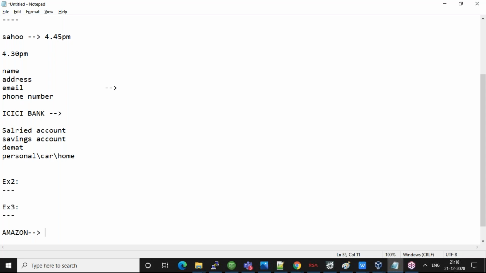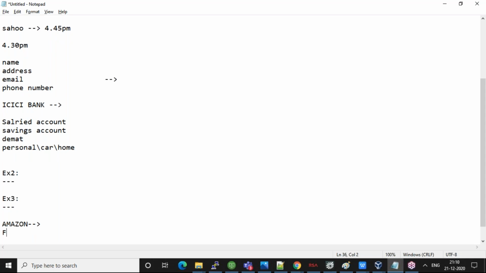So for each and every transaction, you can spend some amount. Am I right or not? So this is the first one. The second one is Flipkart. Nowadays the Big Billion Days offers and all these things are going on in Flipkart and Amazon, right? This is the second one.